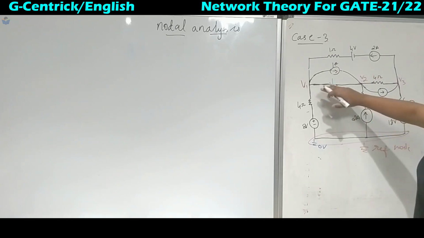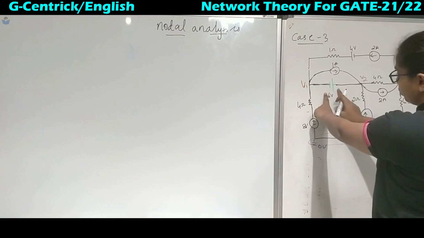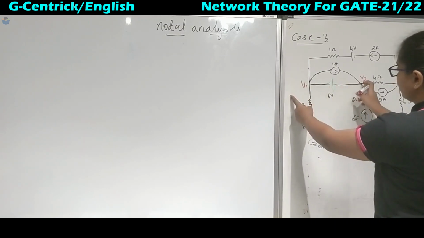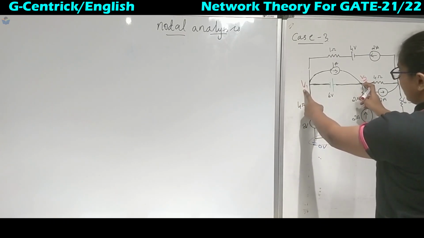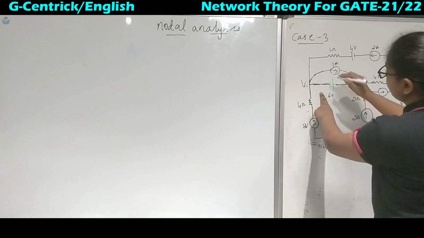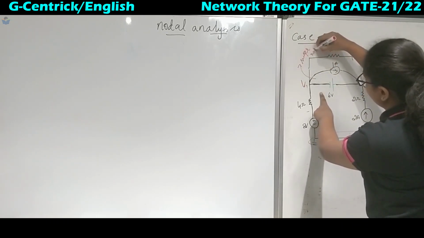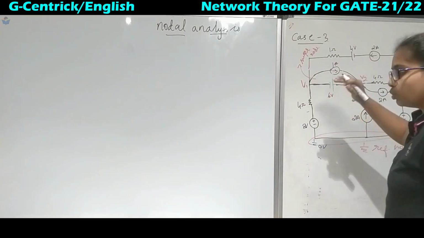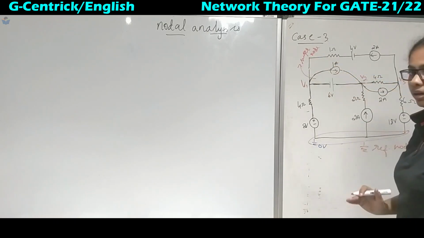then assign the voltages for them, V1, V2 and V3. Once you assign that, whenever you get an ideal voltage source in between two non-reference nodes, V1 and V2, we call this concept the supernode concept. Whenever an ideal source appears between two non-reference nodes, you will get a supernode.